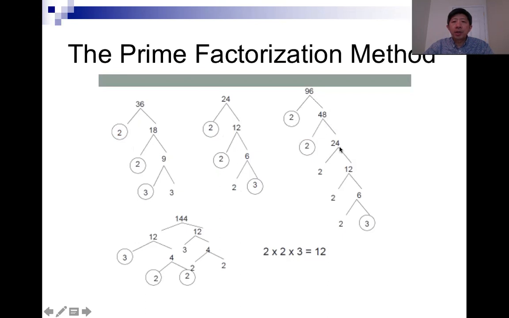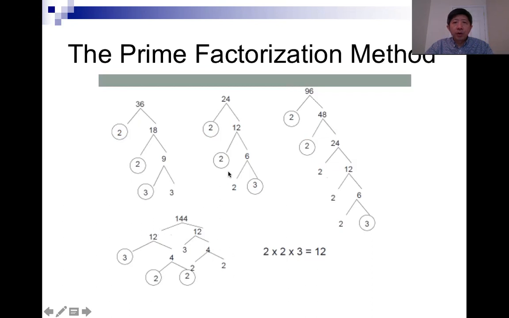48 divided by 2, got 24. 24 divided by 2, got 12. 12 divided by 2, got 6. 6 divided by 2, we have 3. So we have the primes. And next, we have 144. For 144, we know this is 12 times 12, so we can find the prime numbers: 3, 2, and 2, and then 3, 2, and 2.